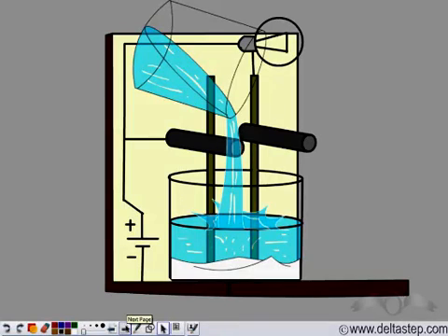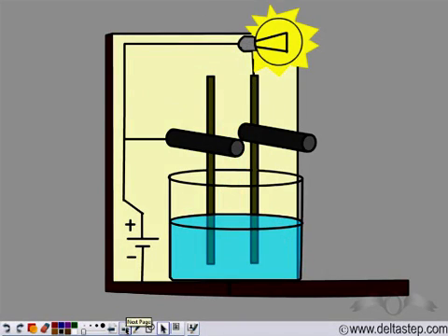Now we add some water to this salt. That is, we prepare a salt solution. And what do we see? We see that the bulb glows. So when we make a salt solution, the bulb glows. This means that this salt solution is conducting electricity, which helps in preparing a closed loop or a complete circuit.